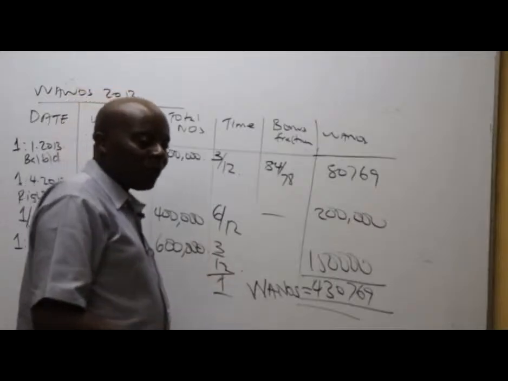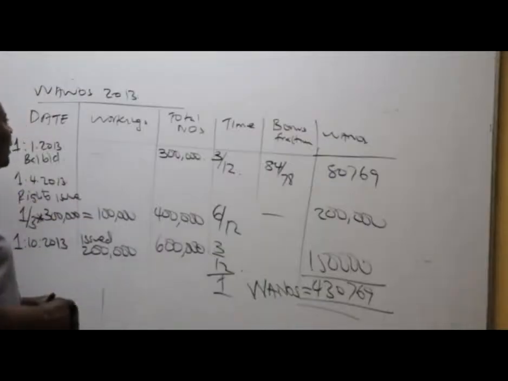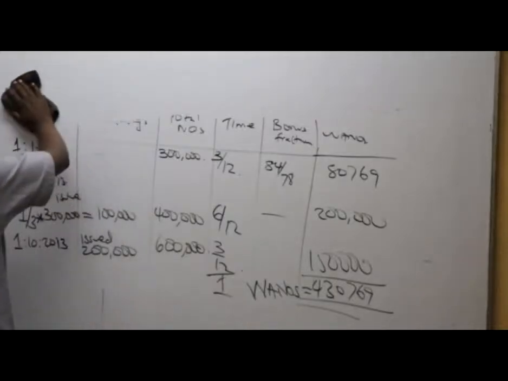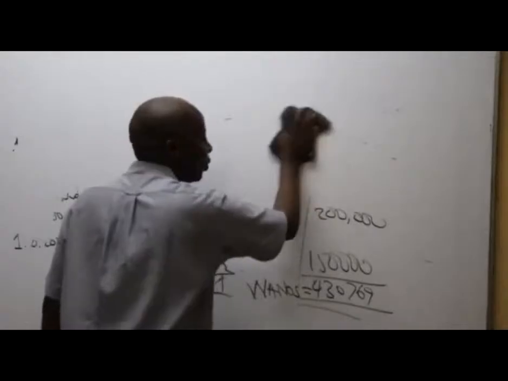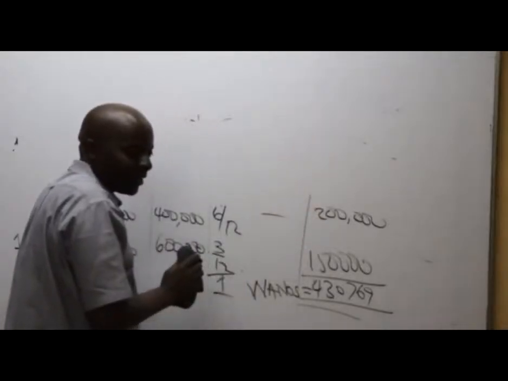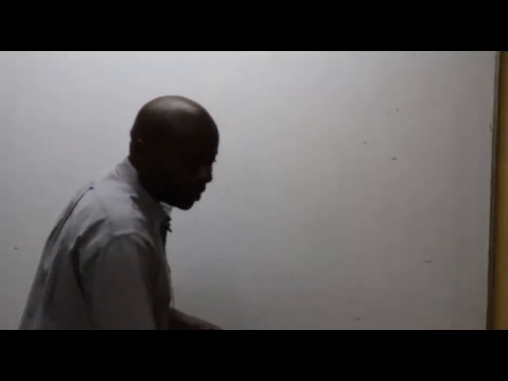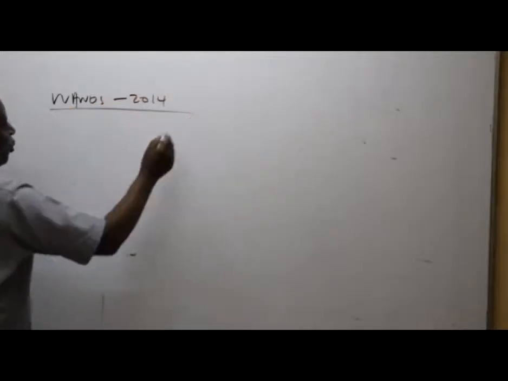Now, from there, ladies and gentlemen, I would want us to rub this, and then we start calculating the one-nos for 2014. I like one-nos for 2014, so straightforward. It's a straightforward thing.